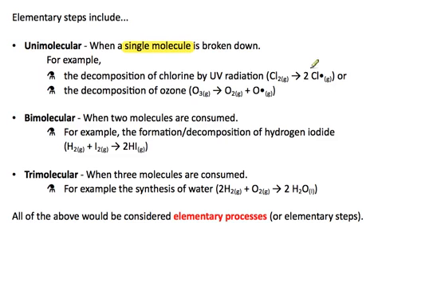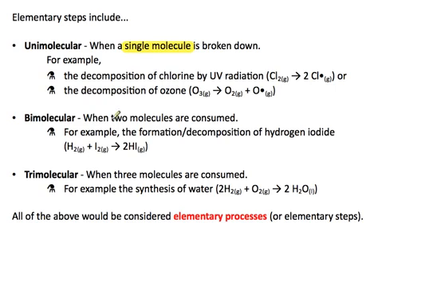For example, chlorine gas is broken down into 2 chlorine radicals. Also ozone, this is how ozone breaks down. O3 is broken down into an oxygen molecule and an oxygen radical. So a single molecule, unimolecular. It doesn't really involve a collision of particles, but you can still separate particles out that way.